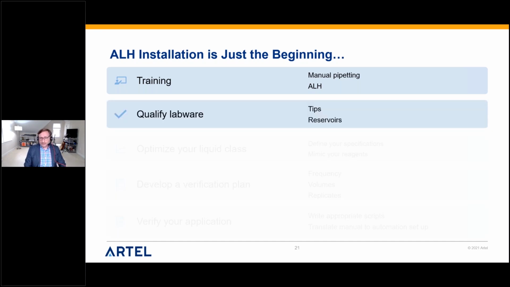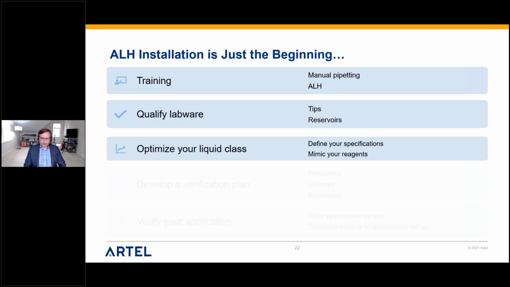You need to qualify your labware, tips, reservoirs, whatever it is that you're using. Some plates could be another one. And I bring this up because a lot of times the vendors will have the tips that they recommend, and you're going to find that they're typically more expensive, but they work. And then what usually people will do is try to cut costs and go to alternative manufacturers. So this is where it really becomes important to qualify your labware.